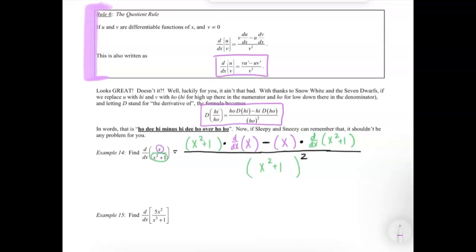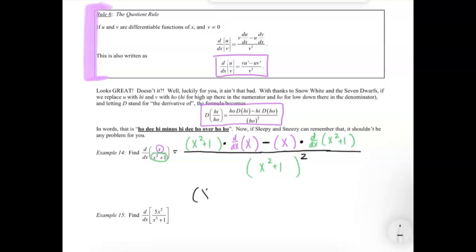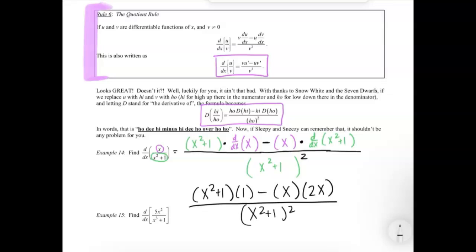But if we have something like x over x squared plus 1, and we go ho d high minus high d ho over ho ho, that's this setup. So if we were to simplify this, our problem would simplify to low. The d high, the derivative of x, is just 1, minus high times the derivative of the low, which is 2x. And then what's really nice is you can just leave the bottom squared.